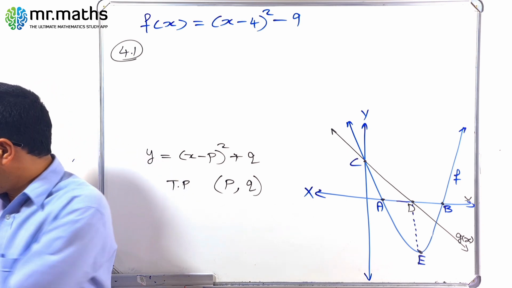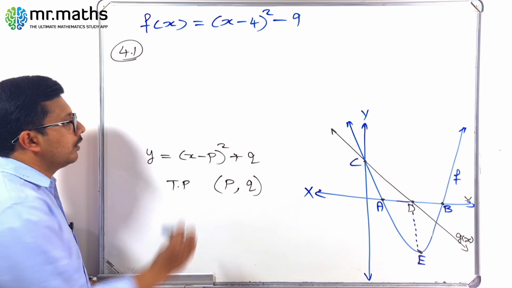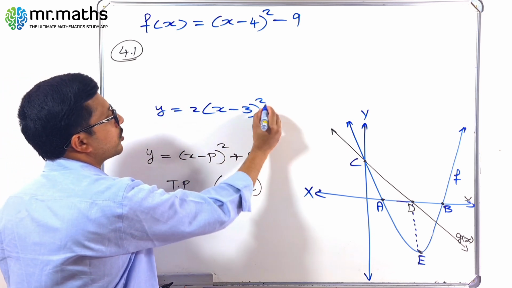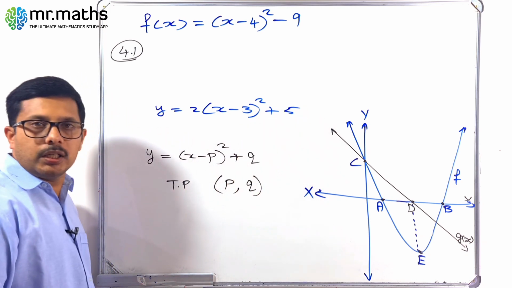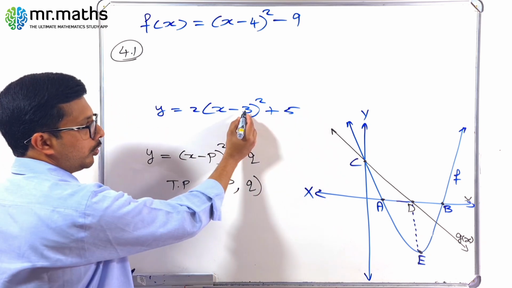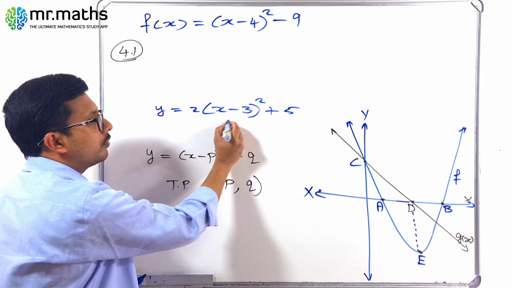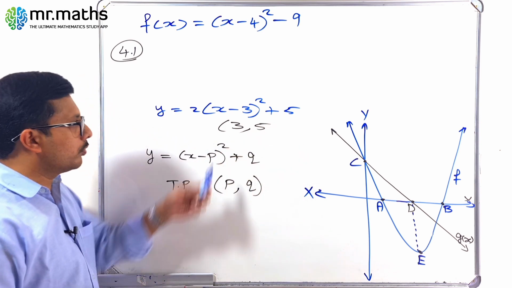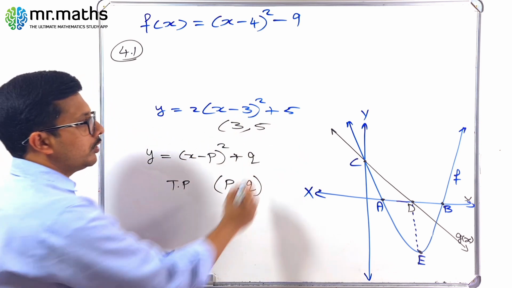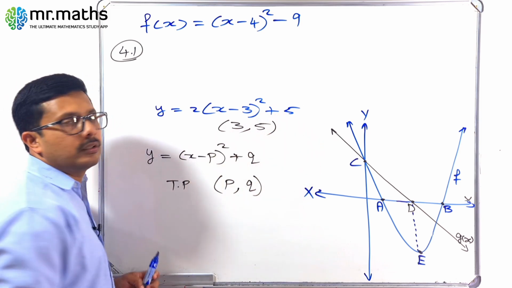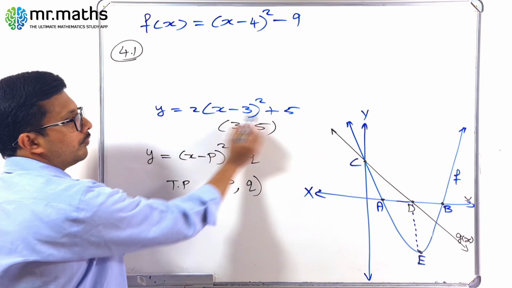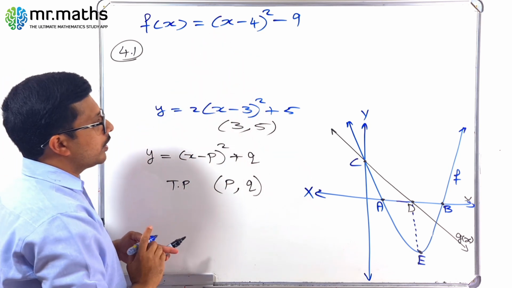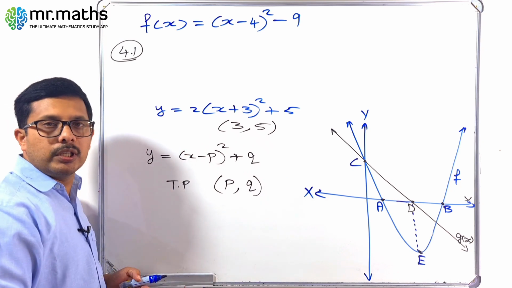For example, y is equal to 2 into x minus 3 the whole square plus 5. What is the coordinate of the turning point? Here it is minus 3, so when you write the coordinate, positive 3, and the 5 does not change. So you have to change this minus 3 to a positive 3 and keep this 5 as it is. So 3 comma 5 is the turning point of this equation. I'm just giving an example, no connection with this question. In case here it is plus 3, then what is the coordinate of the turning point?